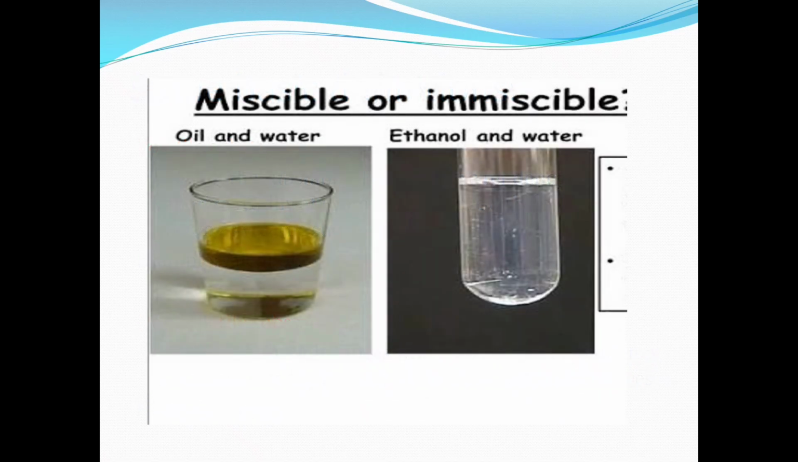Here we can observe this by seeing the diagram. In the first case, we have a mixture of oil and water, and we can observe the layers of oil and water separately. But in the second case, we have ethanol and water. By mixing ethanol and water, we see a single layer. It is visible as a single compound only.